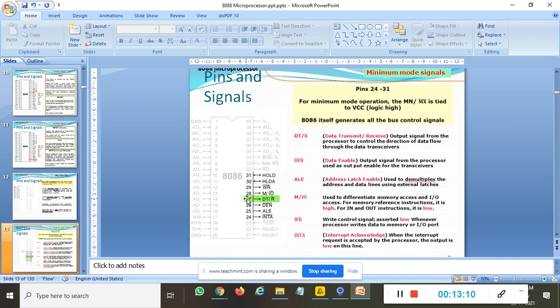Next one is data enable. It is an output signal from the processor used as an output enable for the transceiver. So this is used together with the DT/R signal. The data enable signal is an output signal from the processor used as an output enable for the transceiver.